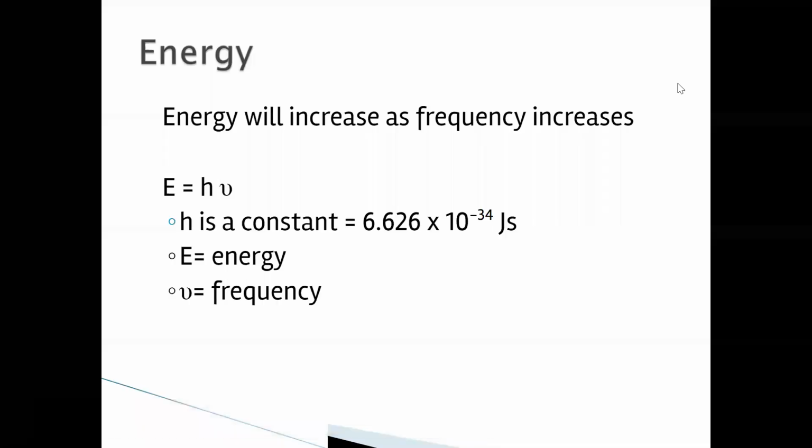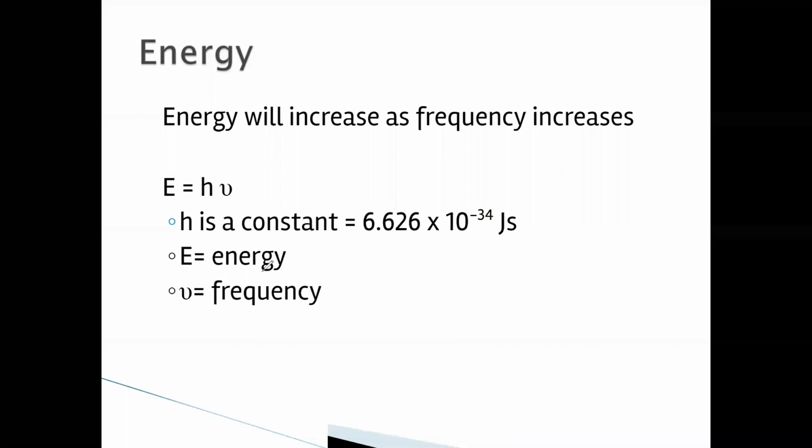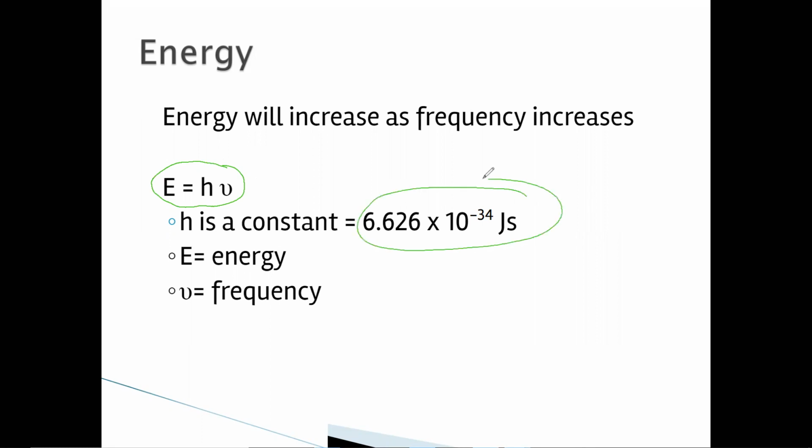Next, I want to talk about the energy equation, which is the only other equation that I'm going to talk about right now. Our energy equation is E equals H times nu. Okay, so E is energy. So the energy of a wave is equal to H, which is something called Planck's constant, which is always going to be this number, times whatever that wave's frequency is. Energy is equal to Planck's constant times frequency. If ever you're using this equation, H is always going to be this number. That is not going to change ever.